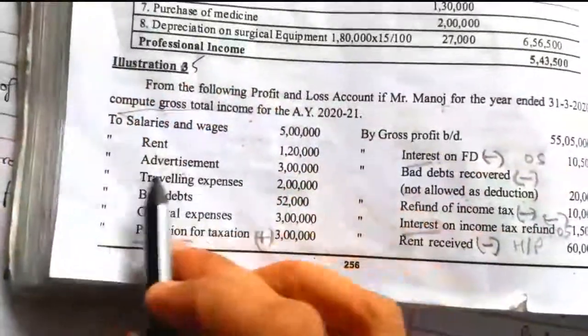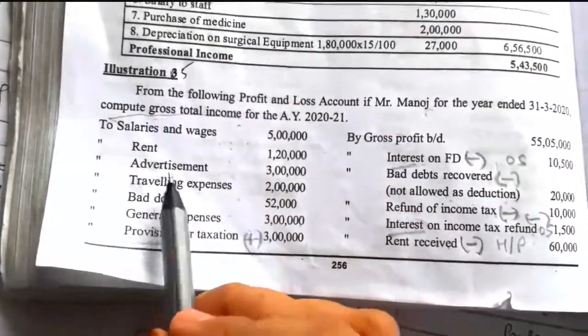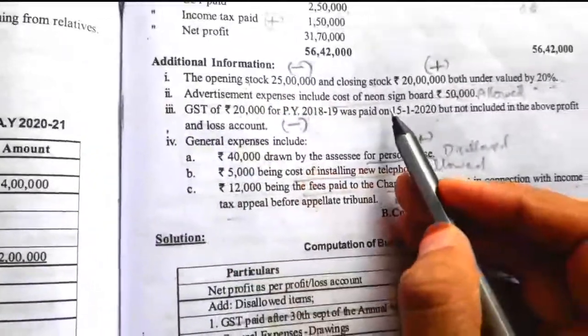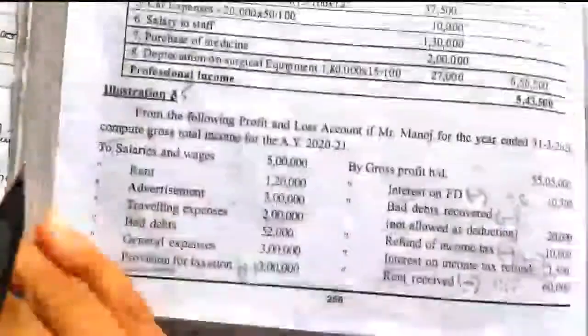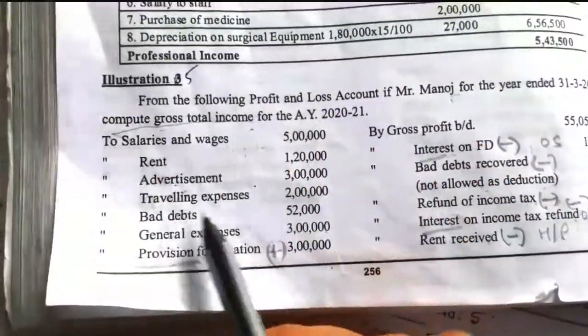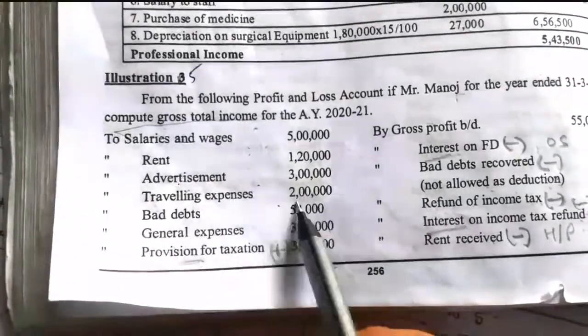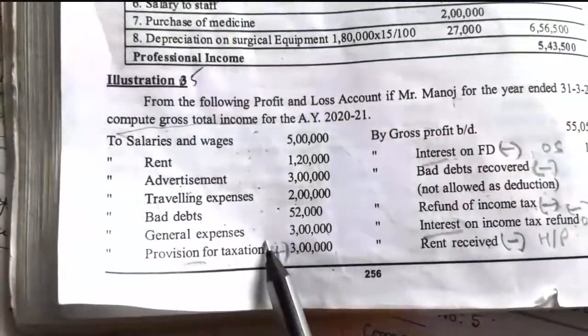Salaries allowed, rent allowed, advertisement allowed. Relating to advertisement there is an adjustment: the advertisement expenses include the cost of a neon signboard. So it is an allowed expense. When an allowed expense is recorded, it is taken as allowed only. So ignore it as it is. Traveling expenses allowed, bad debt allowed, general expenses there is an adjustment.